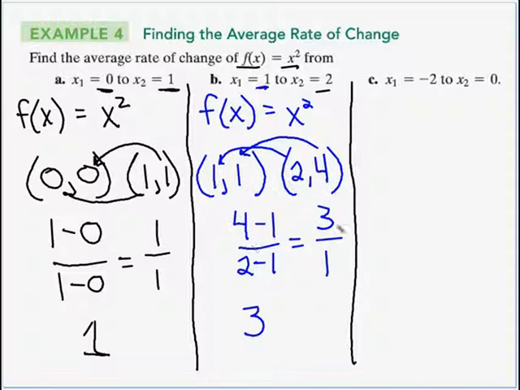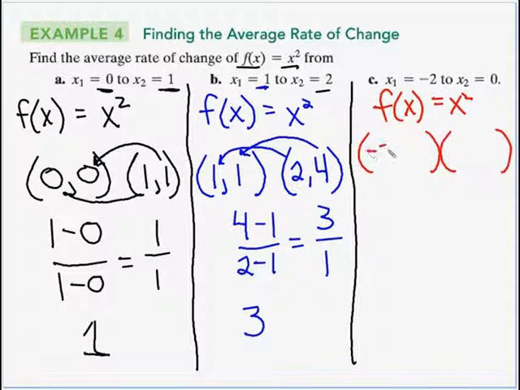Yeah, 4 minus 1 is 3, 2 minus 1 is 1. Our slope, our average rate of change, is 3. And for our last little piece here, I'll switch over to red. Same function, f of x equals x squared. And what they gave us are 2 x coordinates.